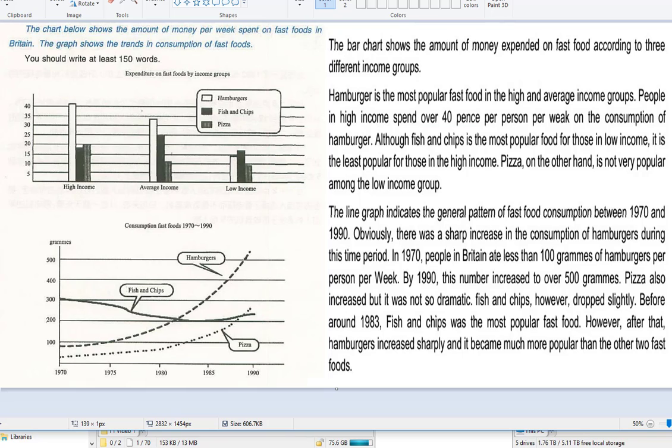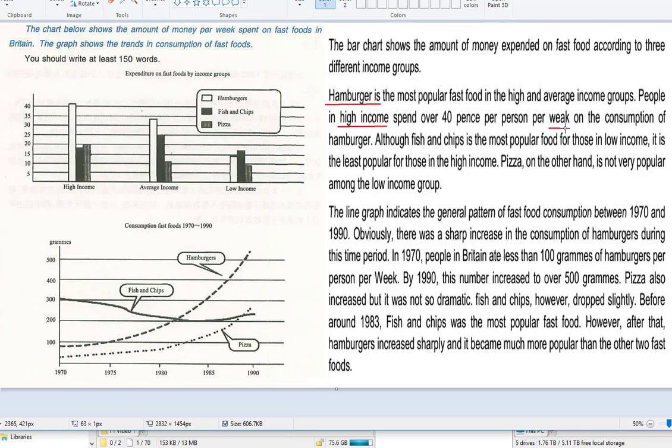Okay, as far as vocabulary goes, hamburger is... No, not hamburger is. Hamburgers, plural. So hamburgers are the most popular fast food in the high and average income groups. Okay. People in high income. No. People in this group, not people in high income. You're talking about a group, so people in this group.